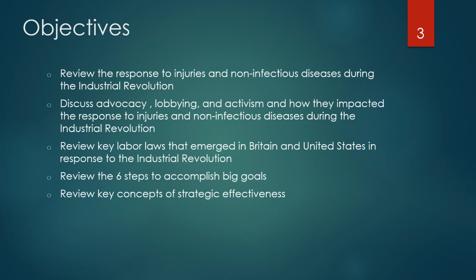Objectives include review the response to injuries and non-infectious diseases during the Industrial Revolution, discuss advocacy, lobbying, and activism and how they impacted the response to injuries and non-infectious diseases during the Industrial Revolution, review key labor laws that emerged in Britain and the United States in response to the Industrial Revolution, review the 6 steps to accomplish big goals, review key concepts of strategic effectiveness.